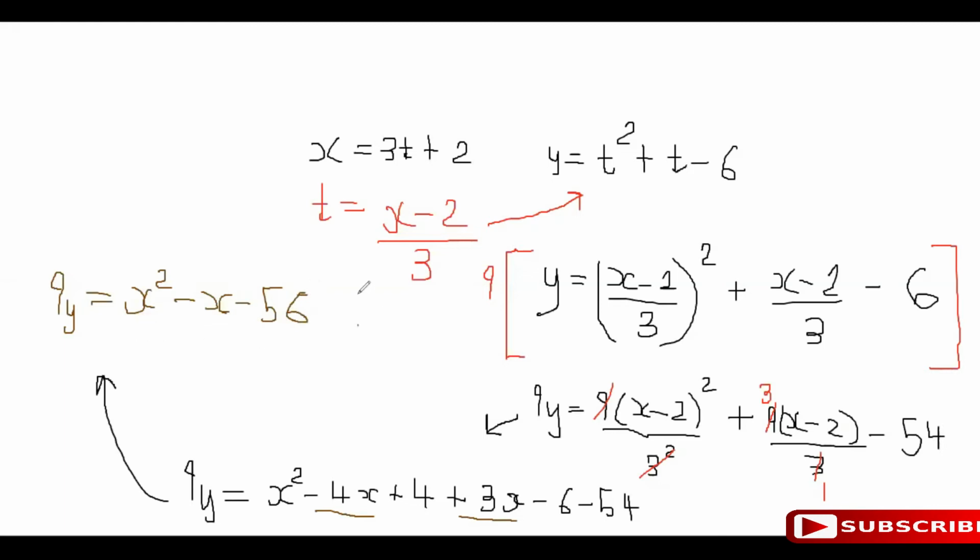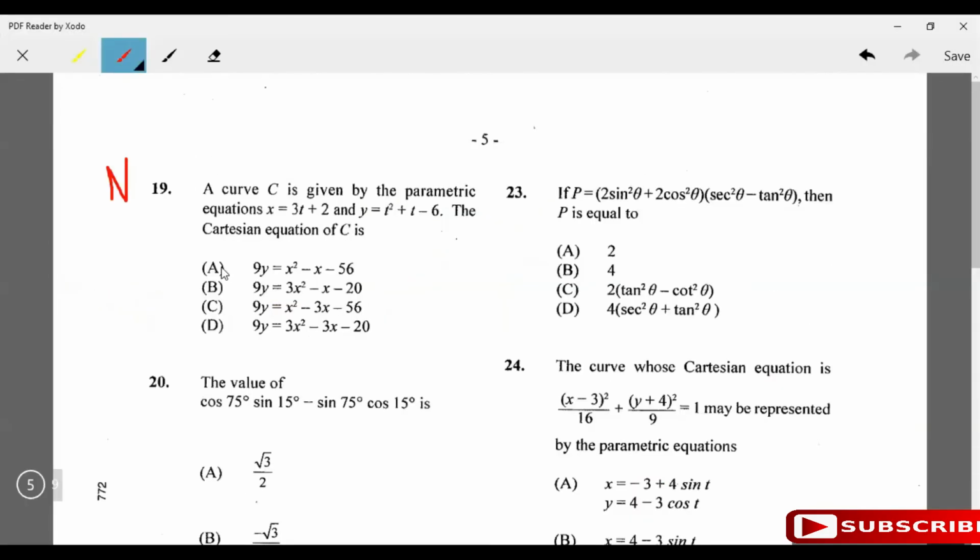This is the answer. A, N, S. Easy question, soft. So that's 9y is equal to x squared minus x minus 56. All right, so that is option A. Easy, soft, with a capital T. So this is the 2019 paper.